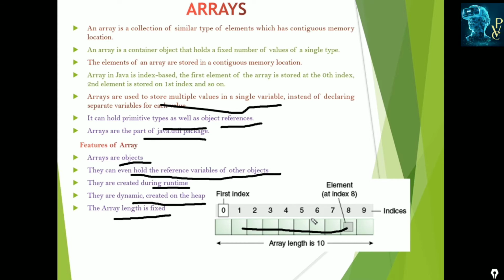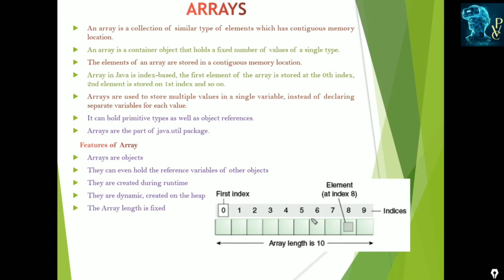Okay, so what is an array? An array is a container object. Arrays are used to store the contiguous elements of similar data items, and arrays are used to store primitive data elements as well as objects.